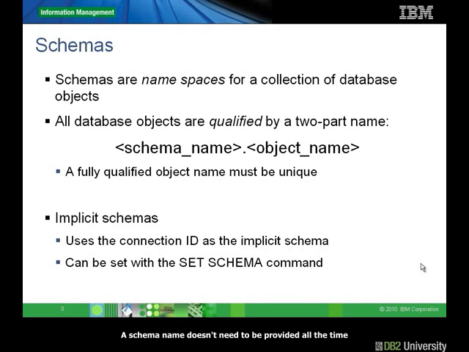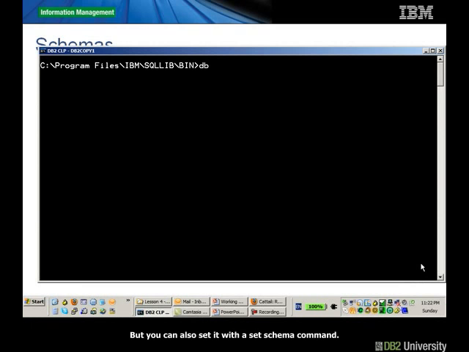Every object in DB2 has two parts, a schema name and an object name. A schema name doesn't need to be provided all the time when you work with database objects in DB2, because there will be an implicit schema being used. Normally, the implicit schema is the connection ID used when connecting to a database, but you can also set it with the set schema command.